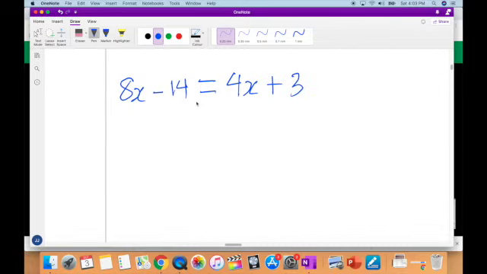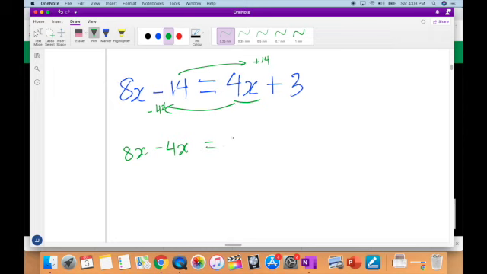So now that we have this, I could take this negative 14 and throw it across. It'll become positive 14. I could take this positive 4x and throw it across over here. It'll become negative 4x. So therefore what I'll have now is 8x minus 4x, and that will be equal to the positive 14 plus 3. So 8x minus 4x is 4x is equal to 14, 15, 16, 17. So x is equal to 17 on 4, which is 4 1/4.